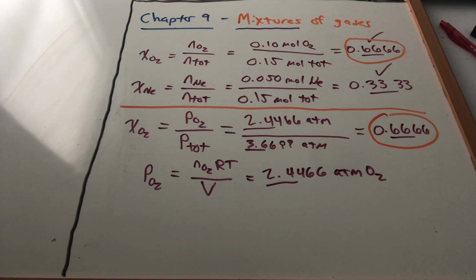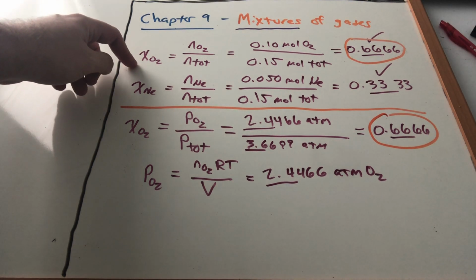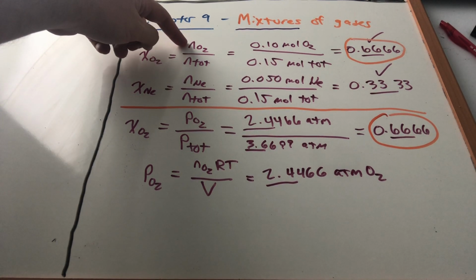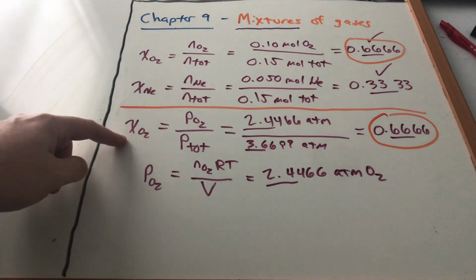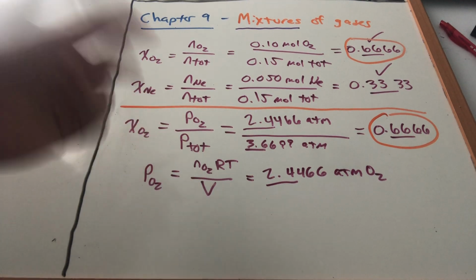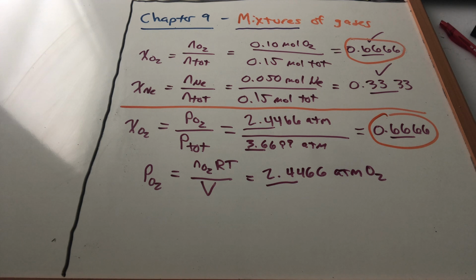Okay. So that's it for gases. There are three different equations we have to use. Sum the partial pressures to get a total pressure. Chi is either equal to n of a part over n total, or chi could be equal to pressure of a part over the total pressure. And with those equations, you're able to work your way through any mixture problem that you'll be exposed to.